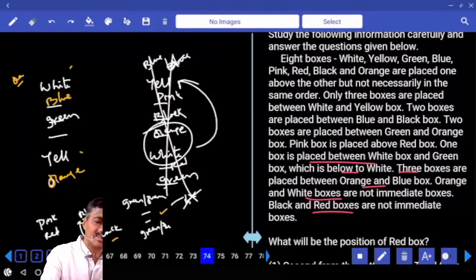1, 2. Black cannot be at this place. Black cannot be after this blue. Hence black must be before this blue. Hence 1, 2, this must be black in color. Now if this is black, tell me how many boxes? 1, 2, 3, 4, 5, 6, 7, 8.